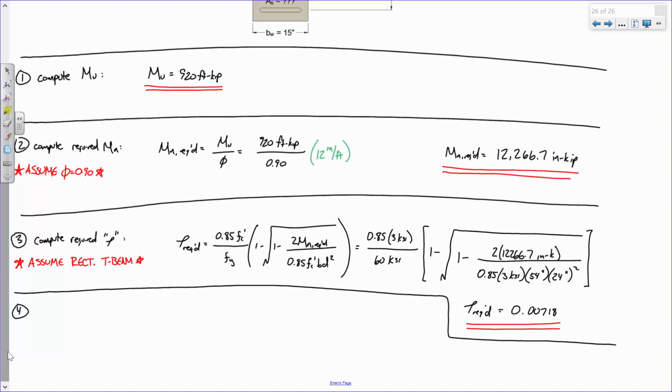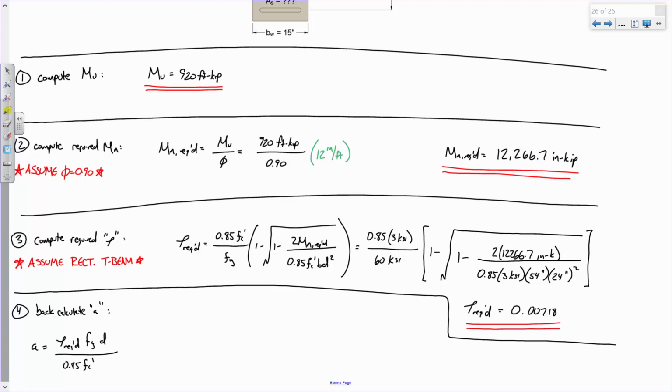Now what I'm going to do is say, let's say we put that much reinforcement in the beam. Let's back calculate our a, what our stress block depth would be. Okay? And remember, that's a pretty straightforward formula. It's just rho fy d over 0.85 fc prime.